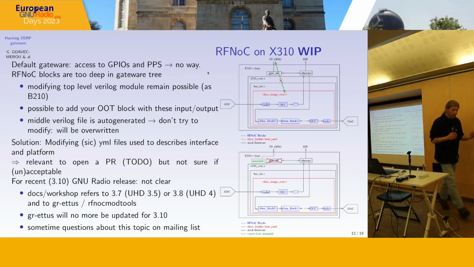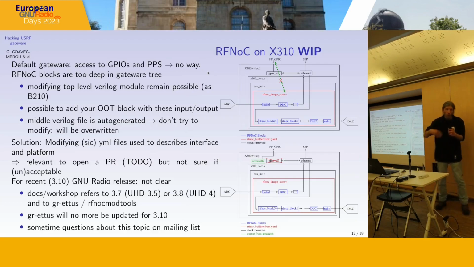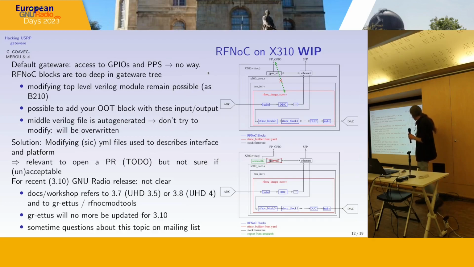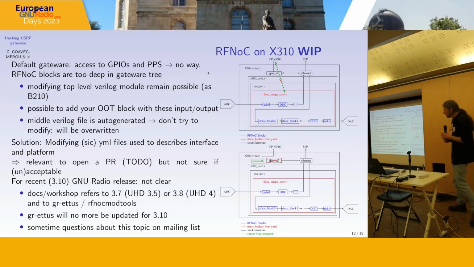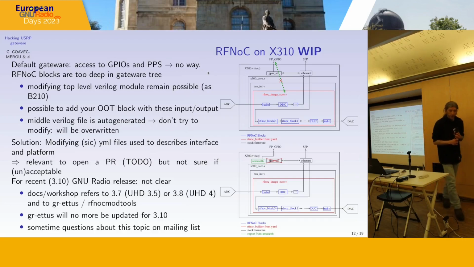Okay, X310 has RFNoC. So it's maybe stupid to try to use the same approach for the B210 and the X310. RFNoC allows us to create our specific blocks, our specific algorithm or piece of Verilog, and to integrate this instead of modifying the gateware. These two schemes are, in fact, the problem, because we need to have a PPS, we need to have a GPIO, but RFNoC blocks are located too deep.